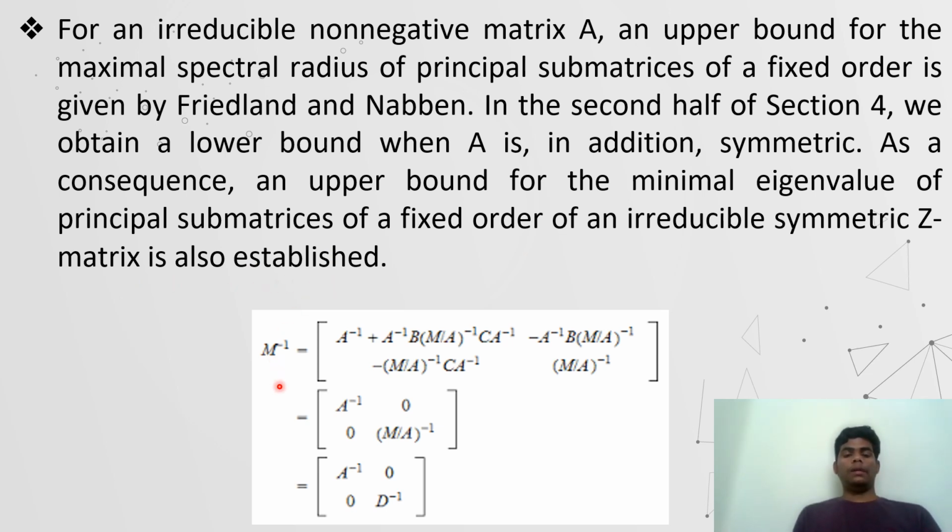Example: M⁻¹ = [A⁻¹ + A⁻¹B(M/A)⁻¹CA⁻¹, −A⁻¹B(M/A)⁻¹; −(M/A)⁻¹CA⁻¹, (M/A)⁻¹]. This factorizes into [A⁻¹ 0; 0 (M/A)⁻¹], and reduces to A⁻¹, 0, 0, D⁻¹.